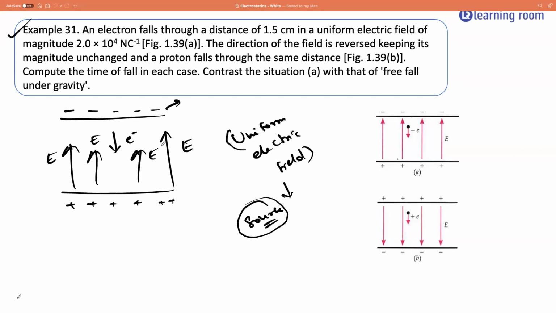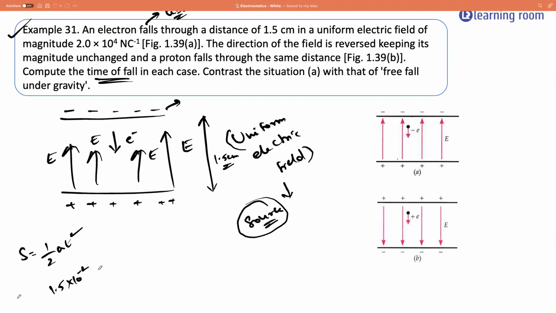So when that is the scenario, calculate the time of fall in each case. How do I calculate the time of fall? Generally, when they say falls through a distance, it means u can be 0. It means it is dropped from rest. So S is equal to half at square. Can I say that? So how much is the distance between the plates? It is going to be 1.5 centimeter.